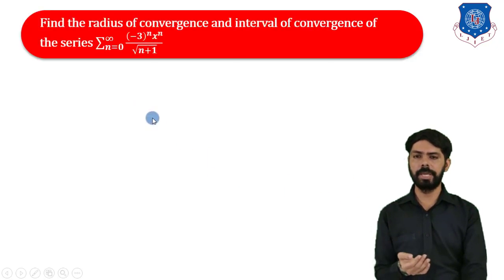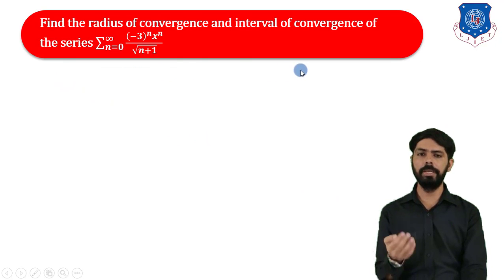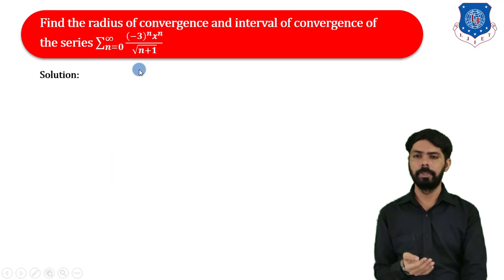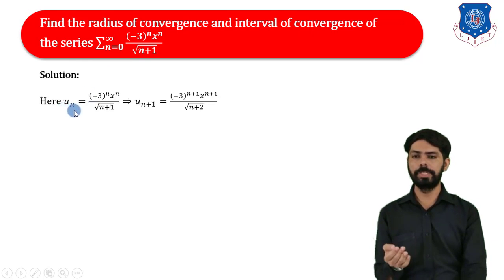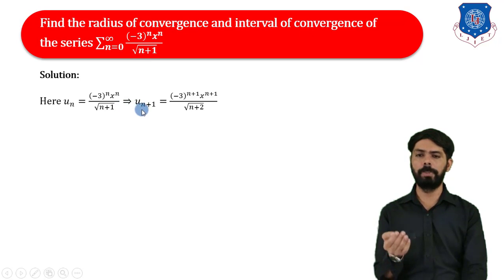Now we will discuss an example related to this. Find the radius of convergence and interval of convergence of the series sigma n equal to 0 to infinity (minus 3) raised to n into x raised to n divided by root n plus 1. So here un is equal to (minus 3) raised to n into x raised to n divided by root n plus 1. First of all we have to find un plus 1.